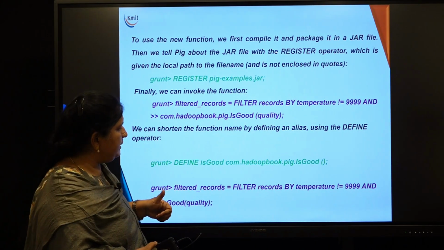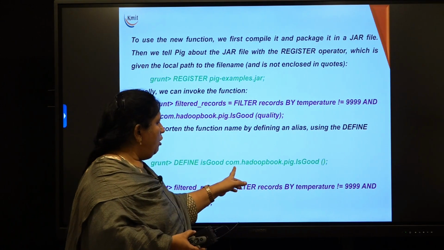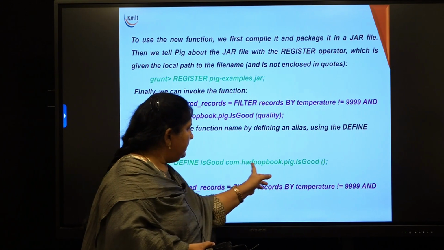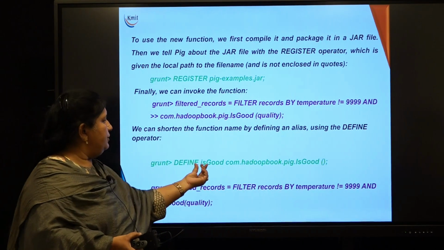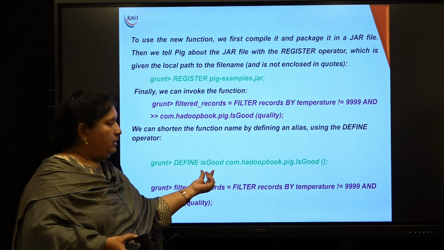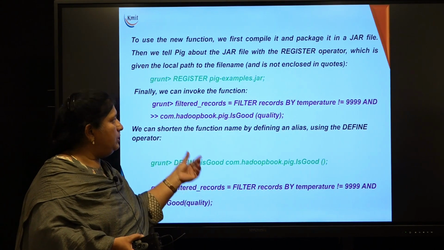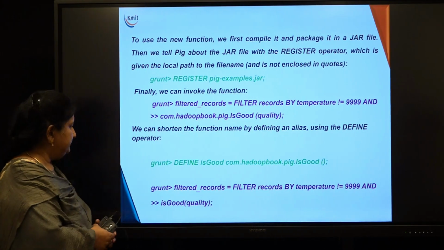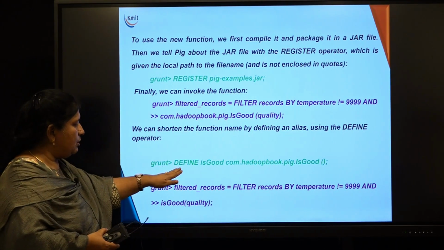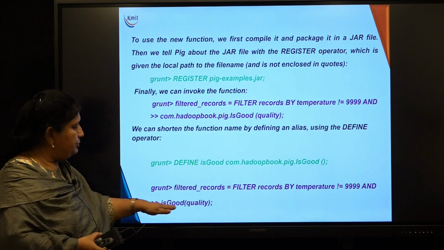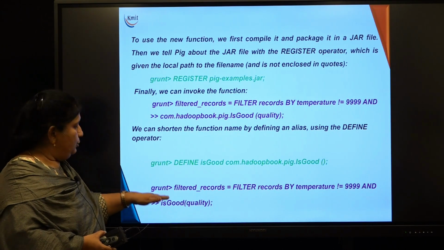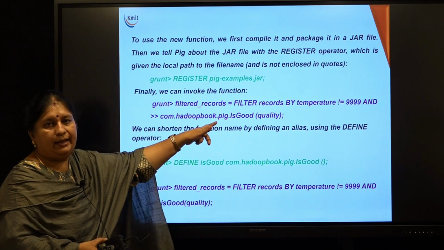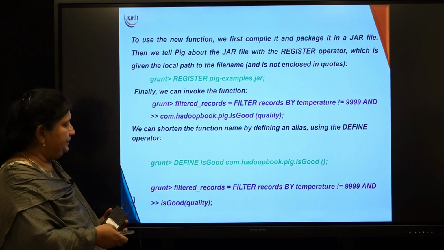For whom are you giving the alias name? For com.hadoopbook.pig.IsGood. For this entire thing, you are giving a short name, is good. If you do not give this short name, you need to write the entire name. Once you give the define clause and the short name, you can use it like is good. If you do not give the define clause, every time you need to type the entire name for the function.